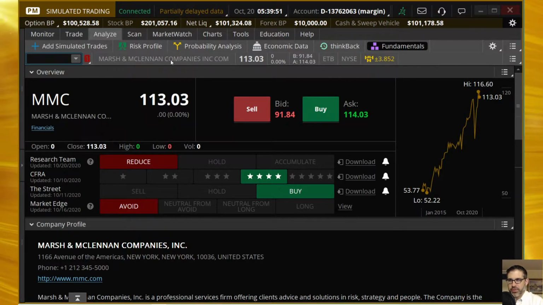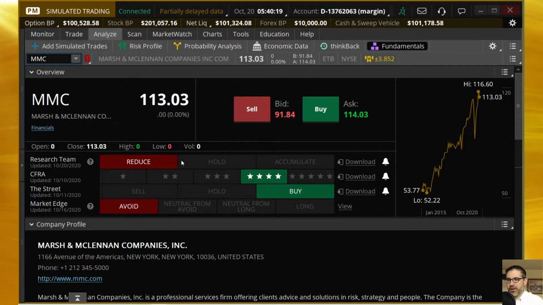On screen, you can see that we're looking at MMC, the ticker symbol for Marsh. Whenever I switch over, I tend to goof up there. And there we go, we're back at MMC. What's interesting is that since 2015, MMC has skyrocketed. Everybody had their dip in March, but if trend is your friend, you wouldn't want to be bearish on this one.